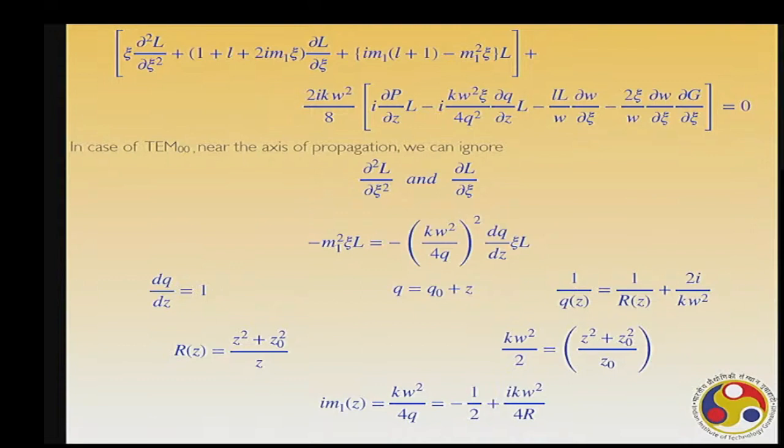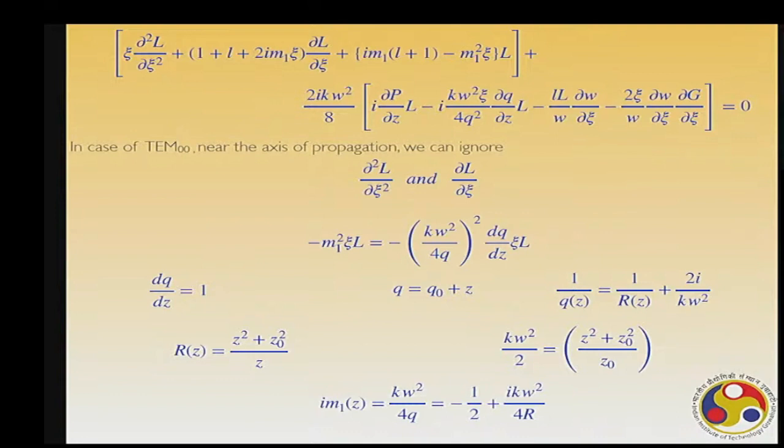And if you put this condition, then you will get r z is equal to z square plus z naught square by z. So you can see when z is equal to z0, what is the value of r0?